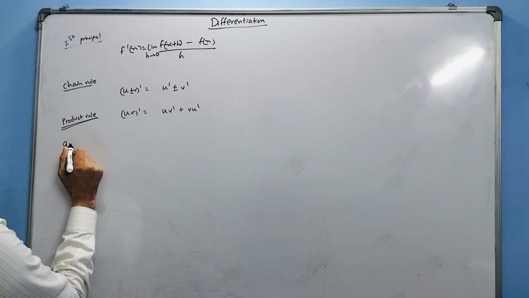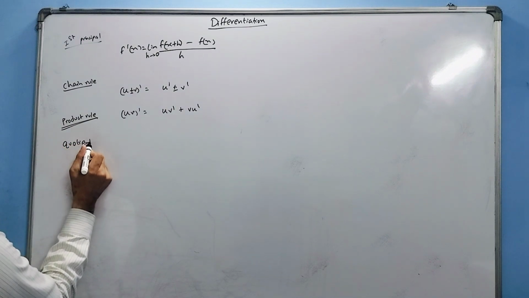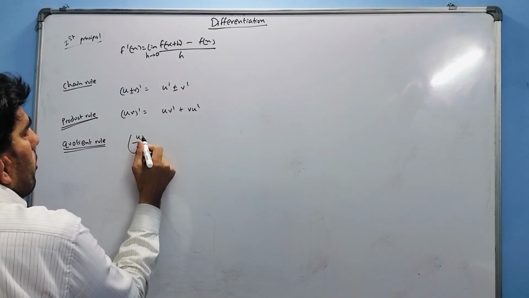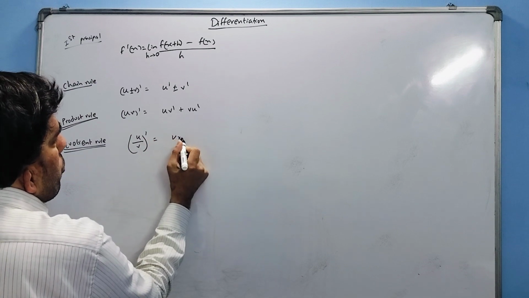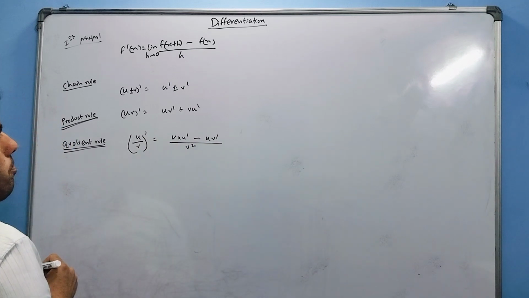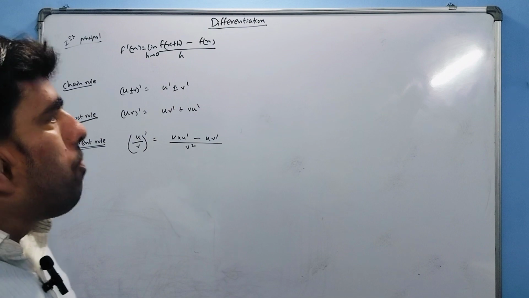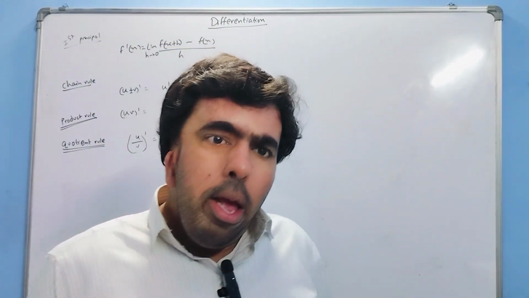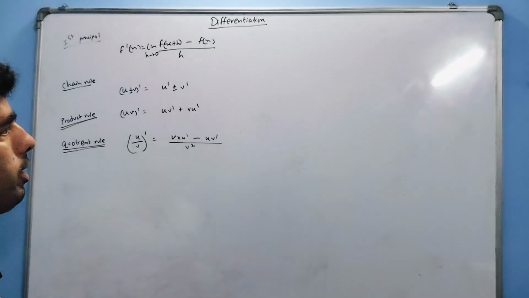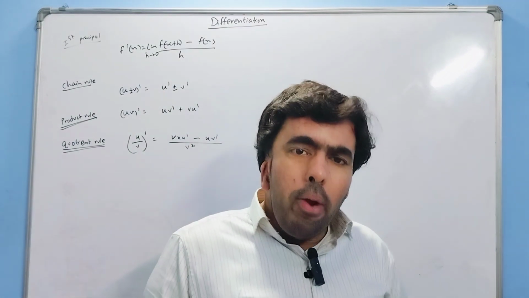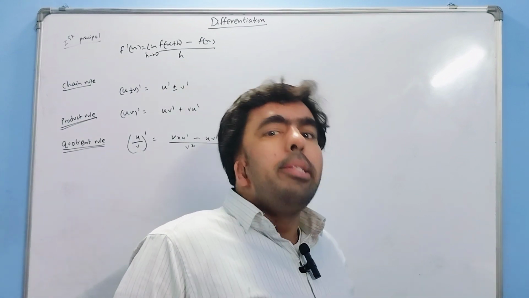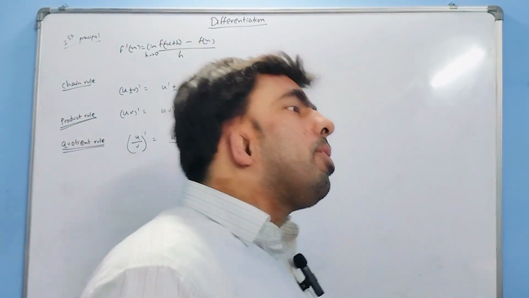Then we have the quotient rule also. It says that differentiation of u upon v is equal to v into differentiation of u minus u into differentiation of v, upon v square. So these are the 4 rules of differentiation. Now we'll apply them in the numericals. Let us see how the formulas are applied in the NCERT exercise questions, that is exercise 5.2. Let's begin.